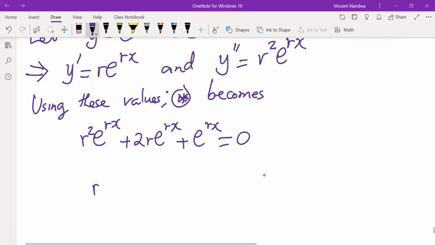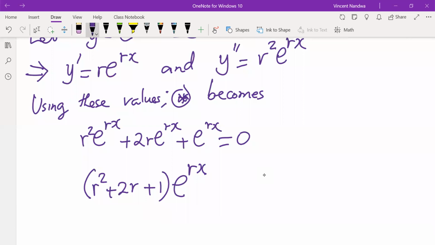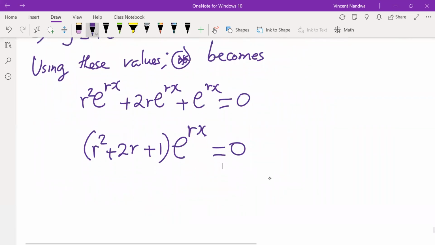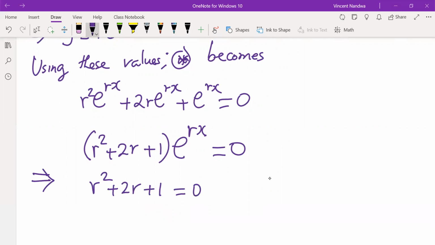So we'll have r squared plus 2r plus 1, and then you factor out e raised power rx, which is common, equals 0. This implies r squared plus 2r plus 1 equals 0, since e raised power rx can never be 0.